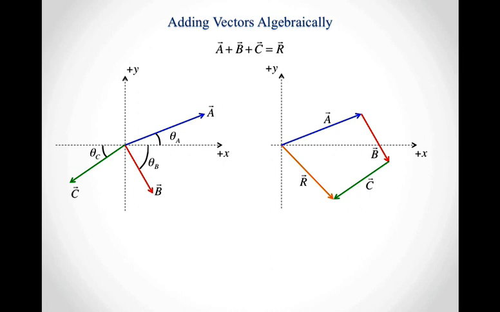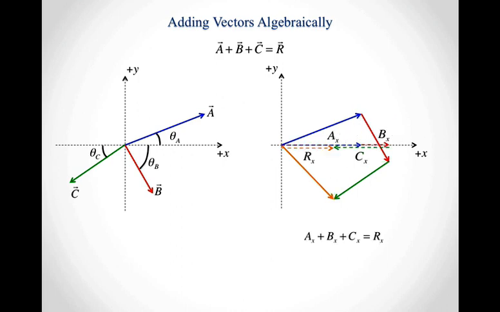Well, I can think about each of these vectors in terms of their components. For vector A, it has an x component that points to the right, a y component that points up. B has an x component that points to the right and a y component that points down. C has an x component that points back to the left and a y component that points down. And then the resultant vector, again thinking about it in terms of its components, has an x component that points to the right and a y component that points down. So the interesting thing is that algebraically, what this graphical representation is showing me is the rules that we're going to use algebraically.